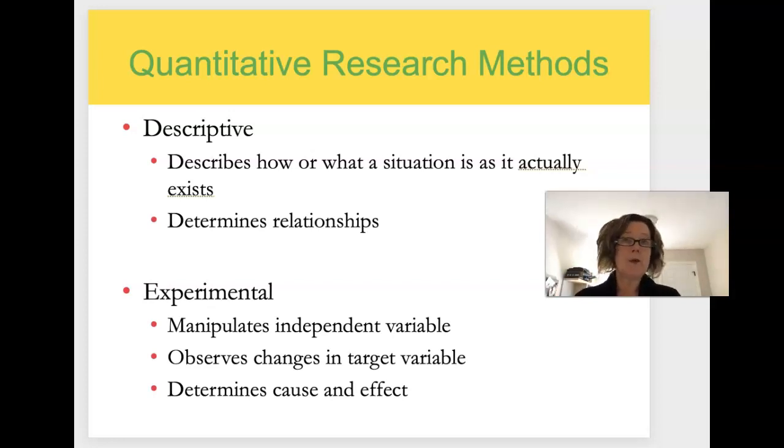So a descriptive quantitative research method describes how or what a situation is as it actually exists. Then it determines relationships and it can actually make predictions about the future. So, for example, this is a descriptive quantitative research project.